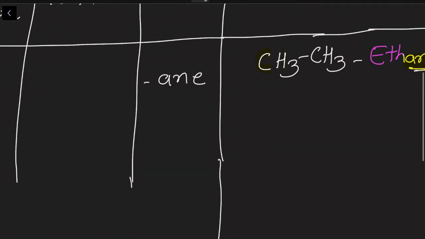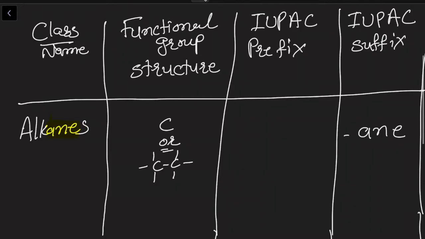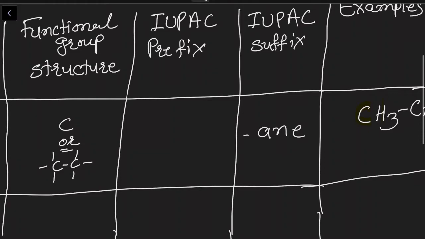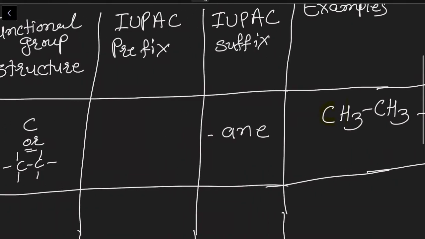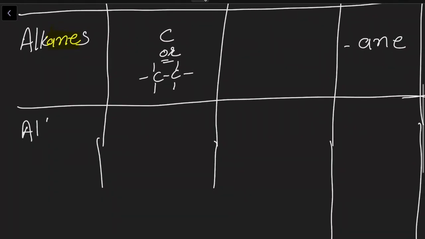Let's move on and get back to our subject, the class names again. The second class name we're going to learn is called alkene. Basically they all sound alike, but there is a difference. It's alkanes, and this is called alkenes, and this basically means a double bond between carbons.